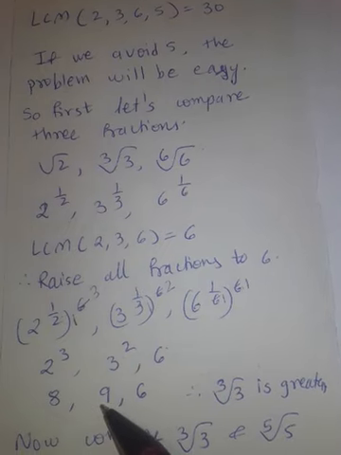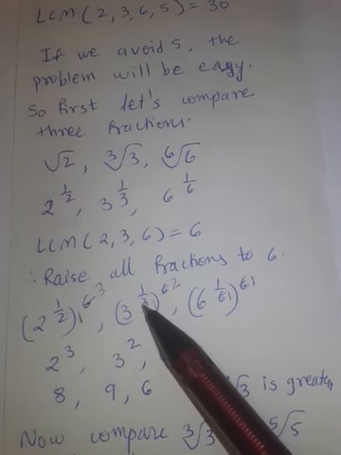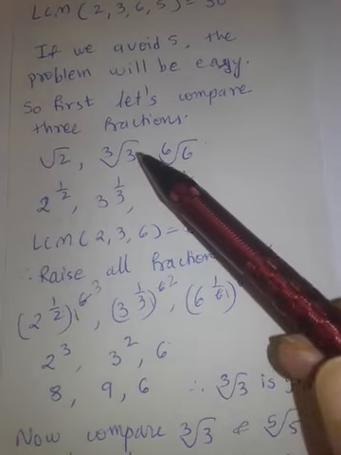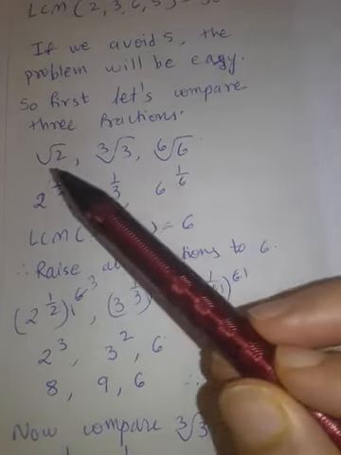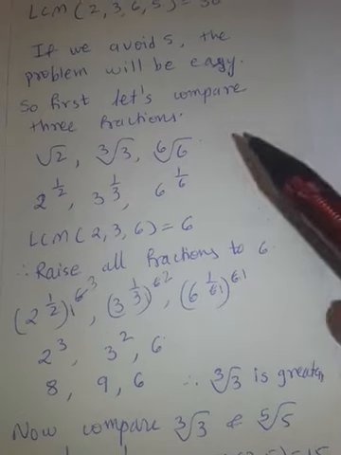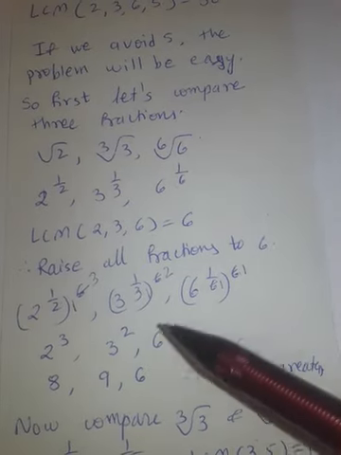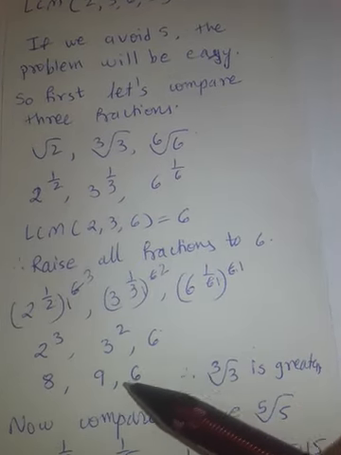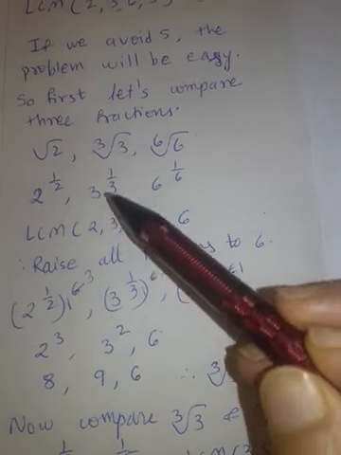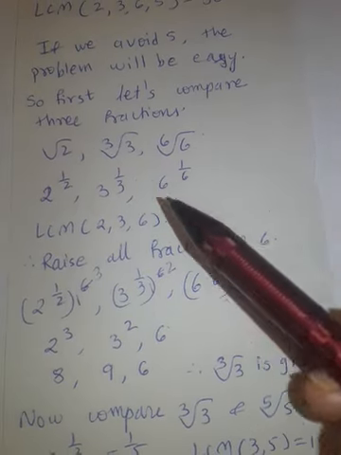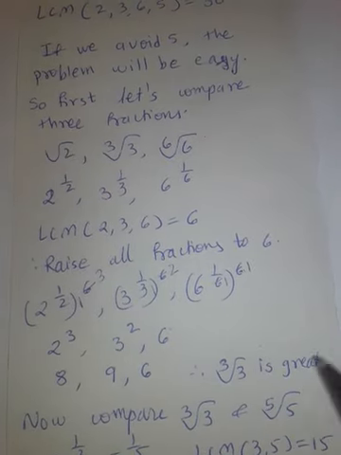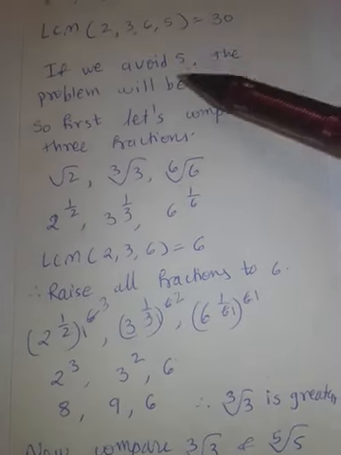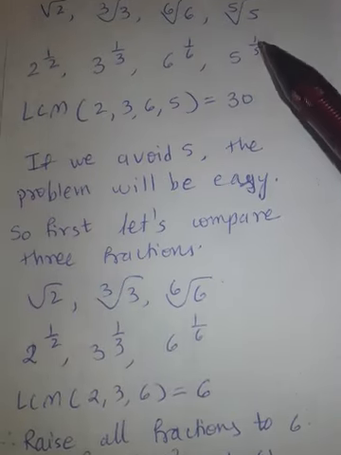Now this 9 pertains to this number, third root of 3. We got it from here. These 3 numbers we raised to a similar power 6, and their numbers became these. Then we compared, 9 is the greatest, which pertains to third root of 3. So between these 3, third root of 3 is the greatest.